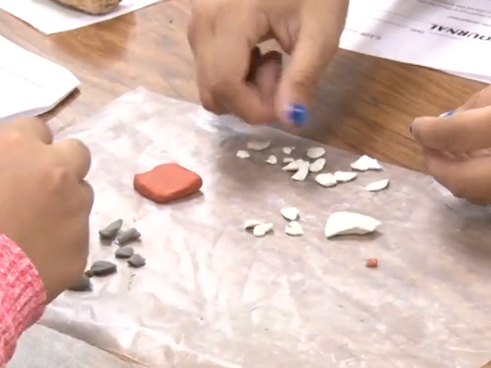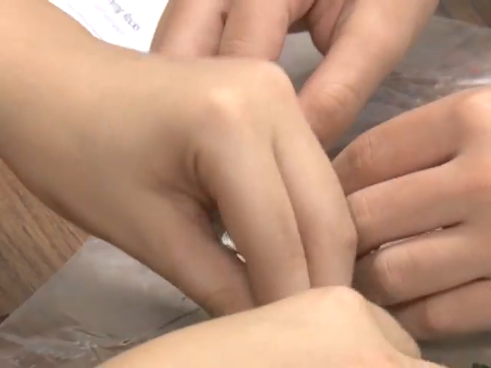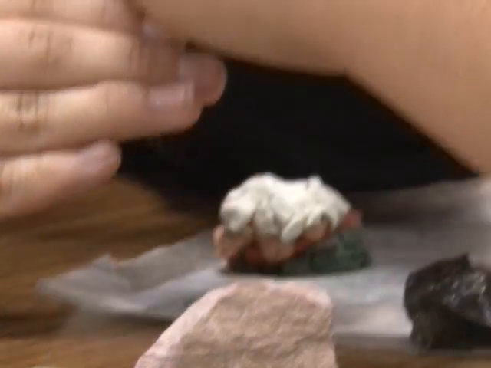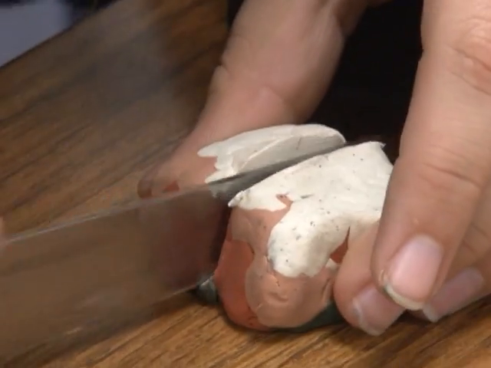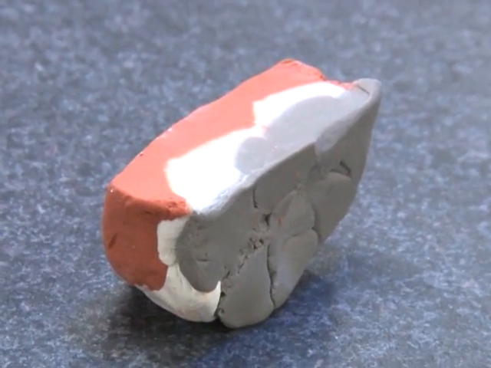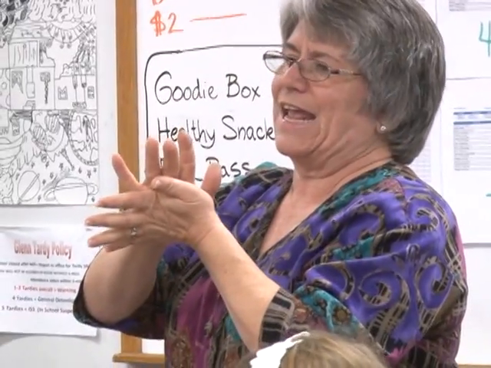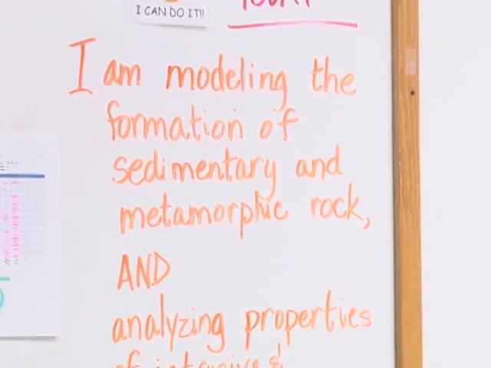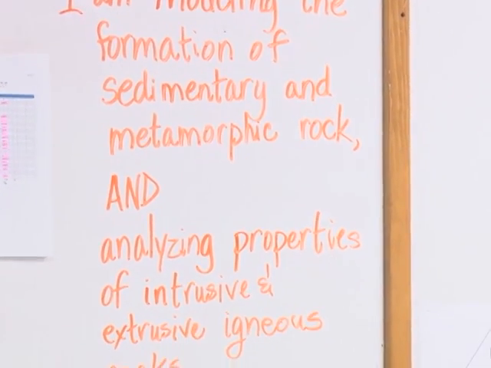With sedimentary rock, of course, weathering and erosion is the first step. So they had to weather and erode their little different kinds of mineral clay. And then they put them together, deposited them together in layers, and after the layering they compacted them, and then they cemented it all together. Then they cut a cross section and then drew those layers. But then finally after that, we were going to take that sedimentary rock and make it into a metamorphic rock by using heat and pressure. So hopefully they learned the process of sedimentary rock formation and metamorphic rock formation.